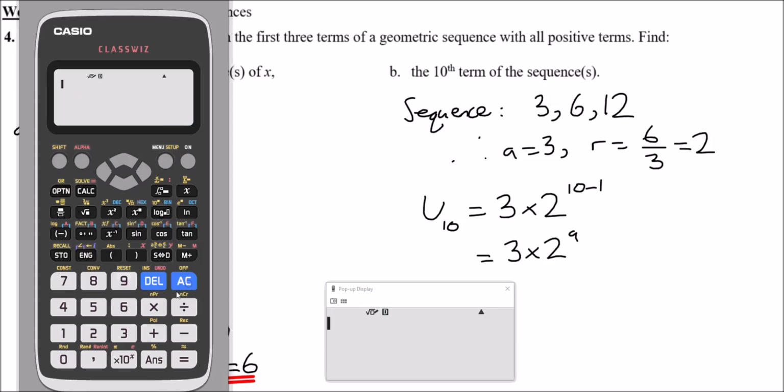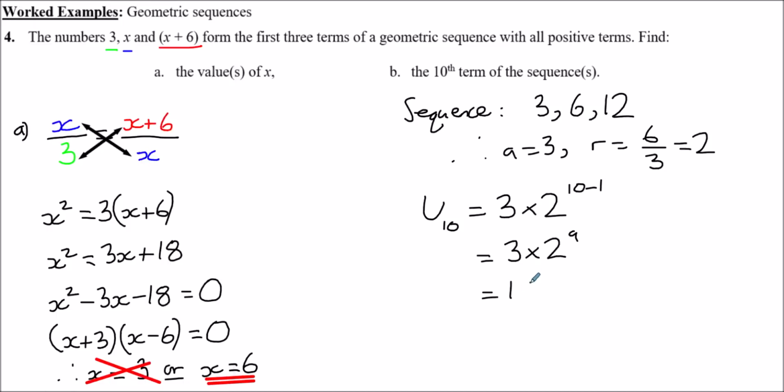Then quick this one out. So 3 multiplied by 2 to the power 9 gives us 1,536. And then we're done.